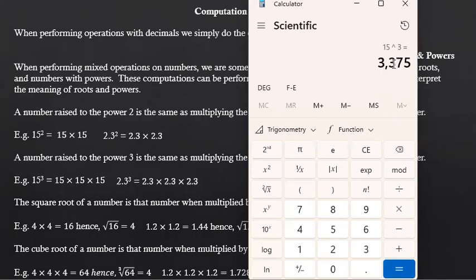I got it. Right. Now your calculator may not have this symbol, but I want you to pay special attention to this symbol on top here. If it has this, you simply put in the numbers the same way: 15, then this symbol, and then the 3. And you'll get the same answer.